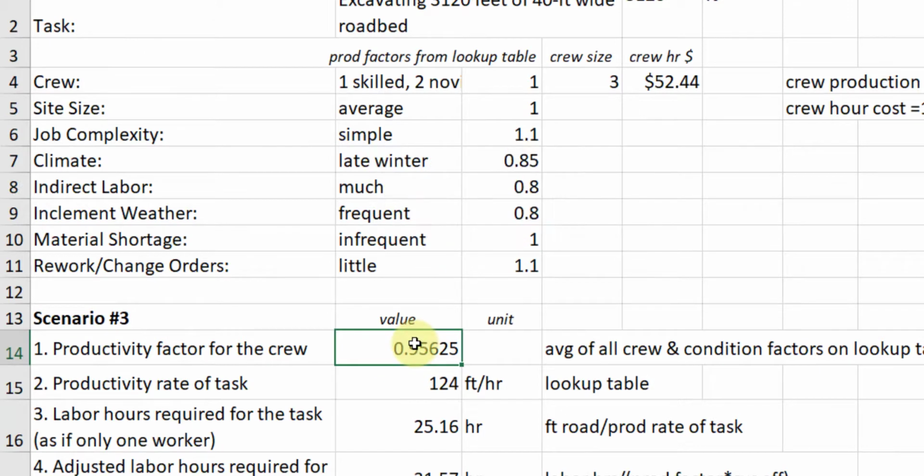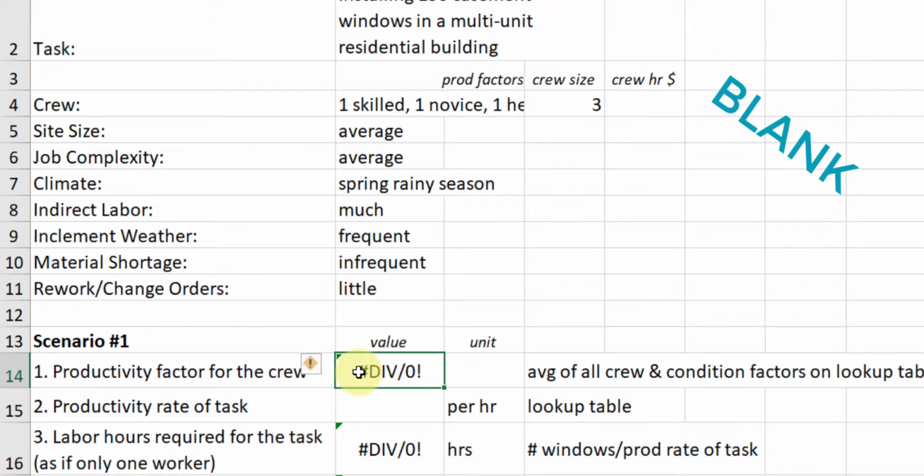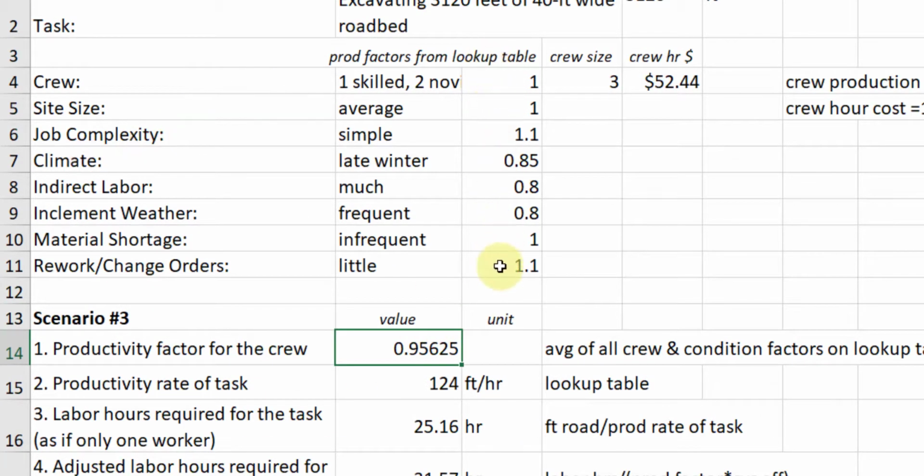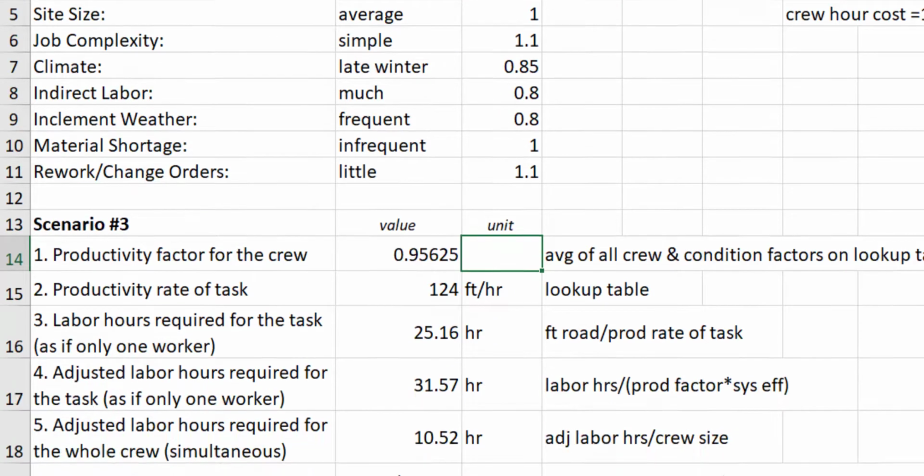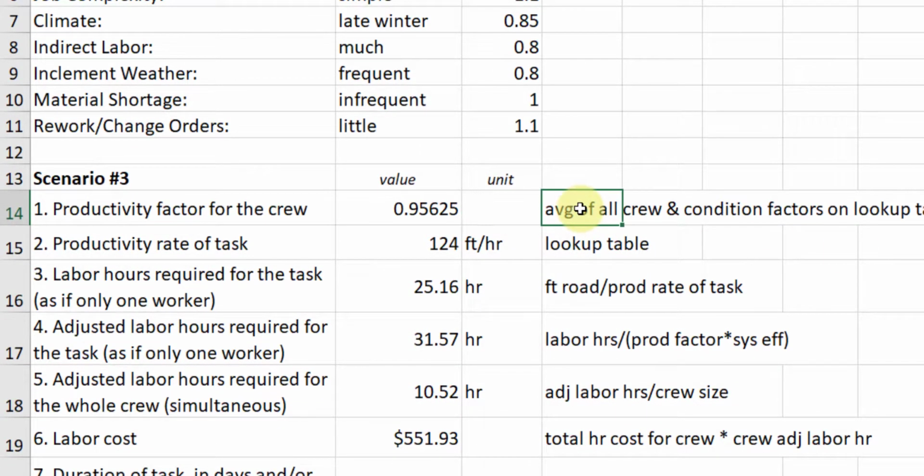So if you look here, you can see in yours, it says divided by 0 error. That's because these are all zeros up here. But on the example, you can see since there's data in this production factor column, then it actually does have a value. Now it's a productivity factor, so it does not have a unit. And it says right next to it, average of all crew and condition factors on the lookup table. I'm just giving you a lot of support. I know that this seems complex. It's really just a lot of arithmetic. You can do this. So the productivity rate of the task.